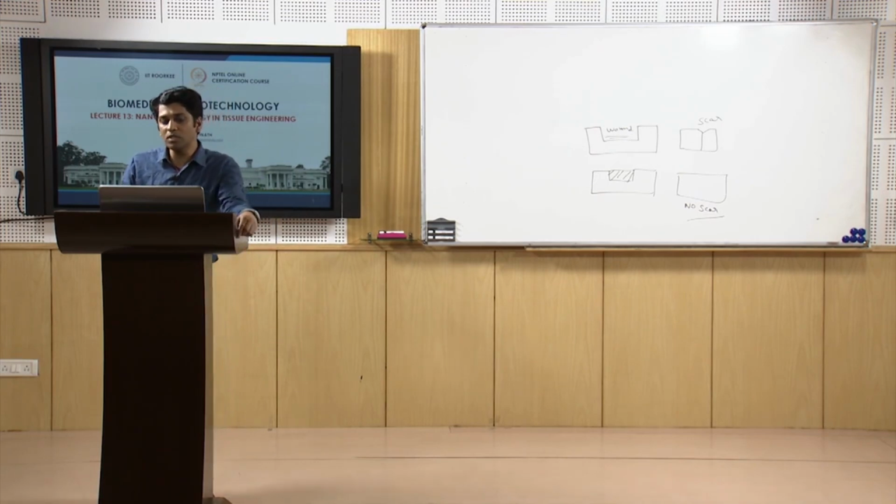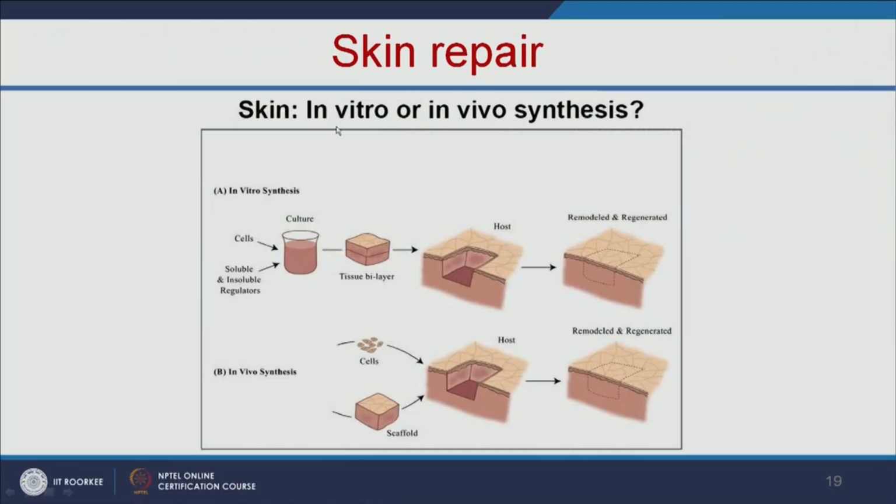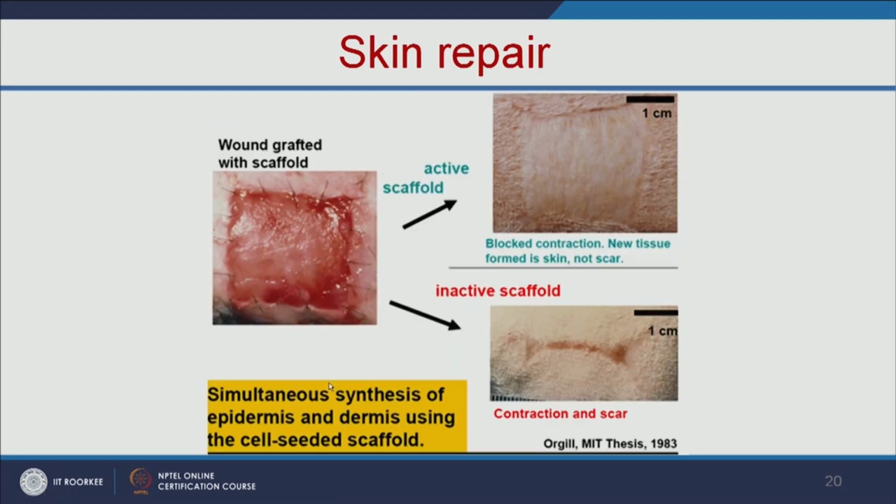So, let us see how to repair the skin. There are two approaches: one is in vitro and the other one is in vivo. In the in vitro approach, you add the cells and other regulators to the tissue bilayer and implant it into the host. In in vivo synthesis, you put the scaffold into the host and add the cells on the host, and it will be regenerated in the host. That is called in vivo synthesis.